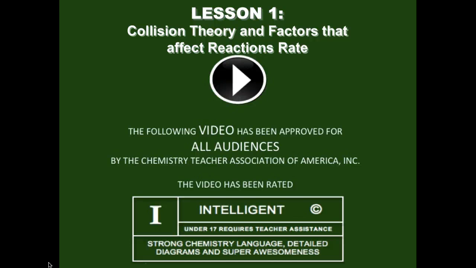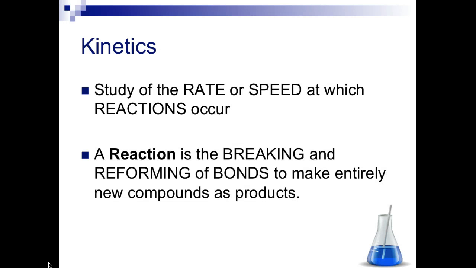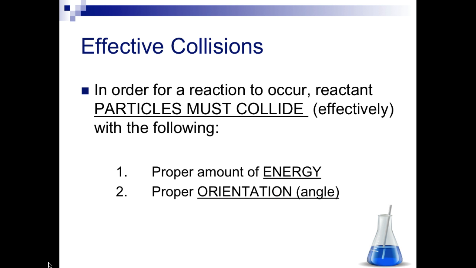All right, guys, let's talk about Unit 13, Lesson 1, which is collision theory and factors that affect reaction rates. Kinetics is the study of the rate or speed at which a reaction occurs, and a reaction is the breaking and reforming of bonds to make entirely new compounds and products. Effects of collision. In order for a reaction to occur, reactant particles must collide effectively with the following.